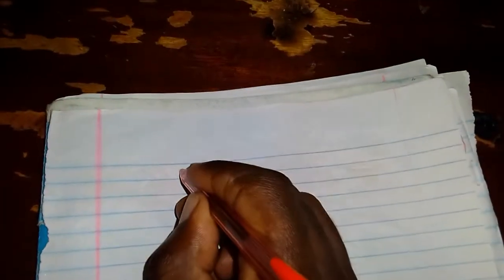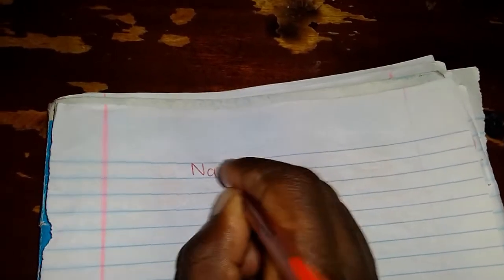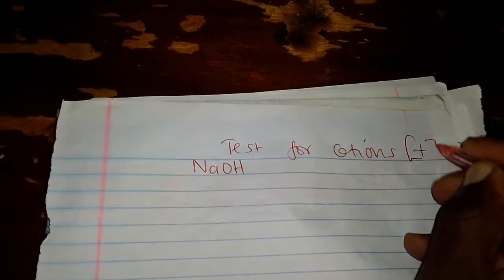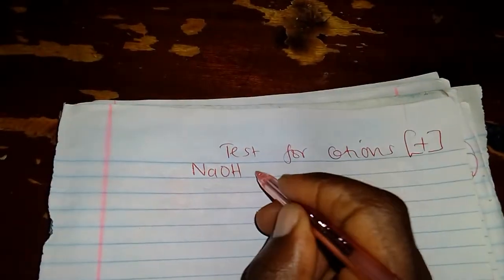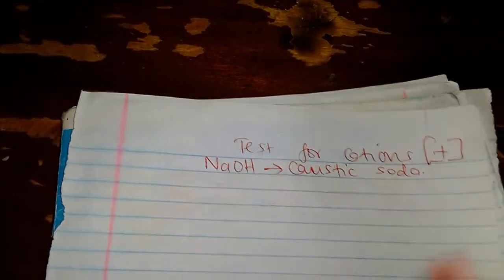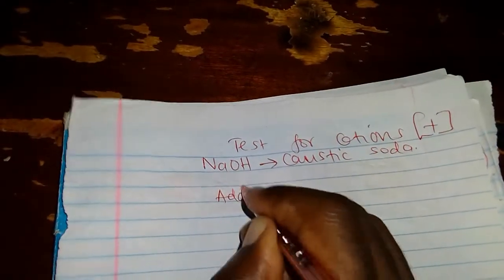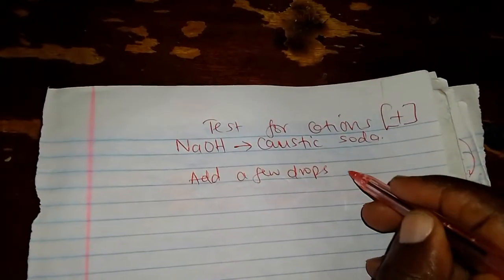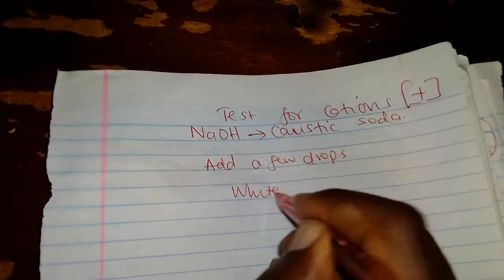In my lesson, I want to bring to your attention something that is very crucial as far as the testing for cations is concerned. You might end up using sodium hydroxide, so tests for cations, or actually the positively charged particles. If you use sodium hydroxide, also called caustic soda, you might end up adding a few drops. Then you can form a white precipitate.